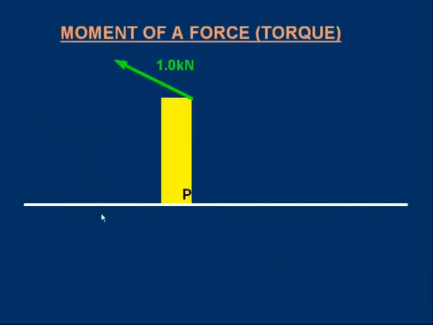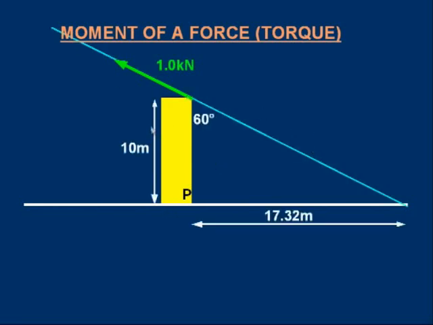And we wind up with this tricky one. The turning point is P. A force of 1 kilonewton applied in that direction. The line of action will be this. Then these dimensions and the angle of 60 degrees. And I want to find the moment of that force about P. Well, I hope you tried that out.